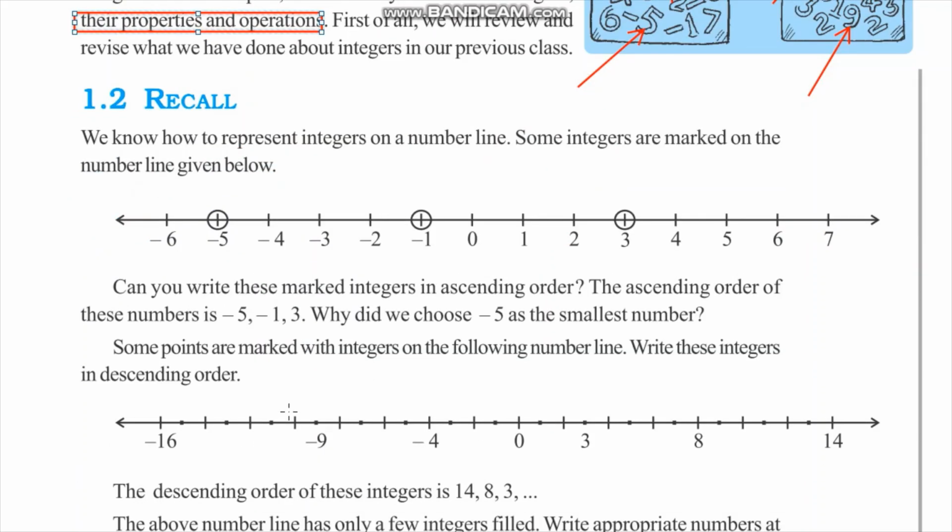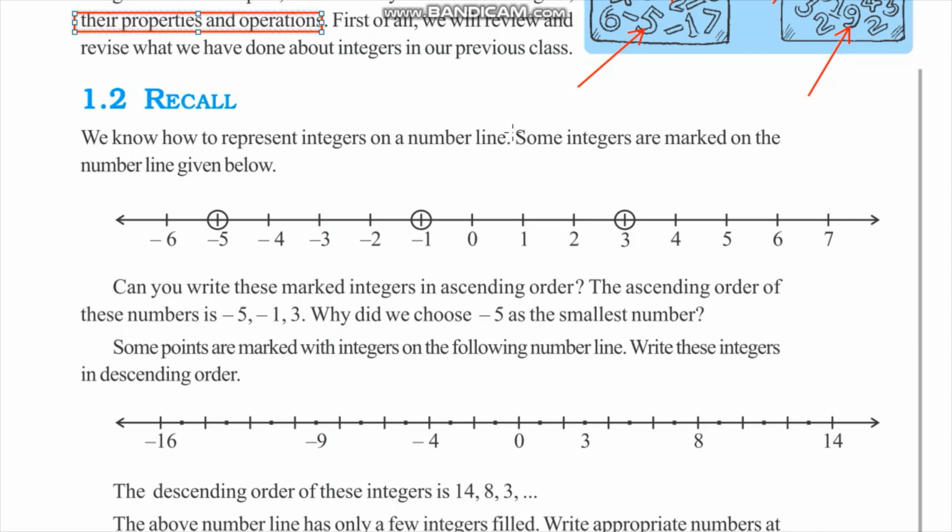Let us start with the first section, recall. We know how to represent integers on a number line. So we have just learned how to represent integers. Some integers are marked on the number line given below. Can you write these marked integers in ascending order? The ascending order of these numbers.